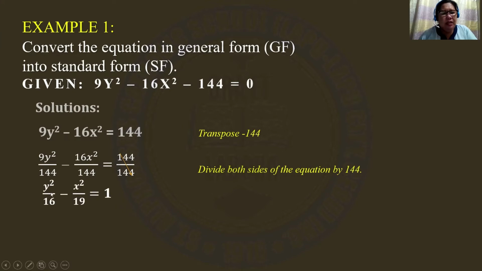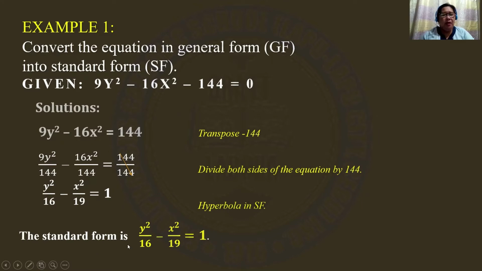So what you have is y squared over 16 minus x squared over 9 is equal to 1. And this is now the standard form of the hyperbola. So again, the standard form is y squared over 16 minus x squared over 9 is equal to 1.